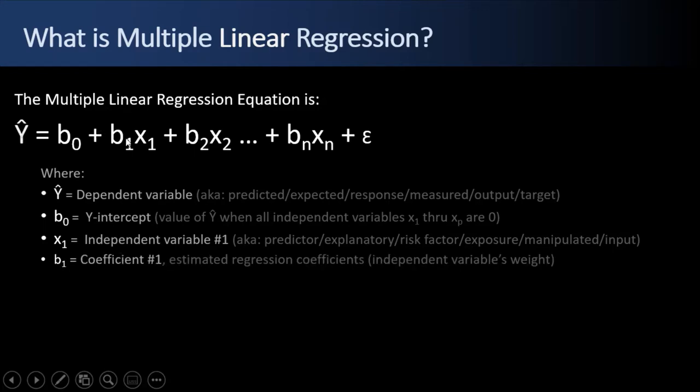B1 is coefficient number 1 for the independent variable number 1, and basically it's the weighting of the independent variable. So some independent variables are weighted higher than others, and this coefficient will tell us how much more important one is than the other.